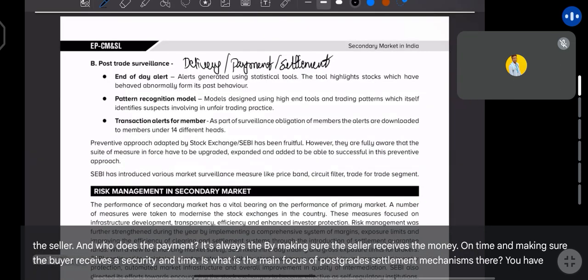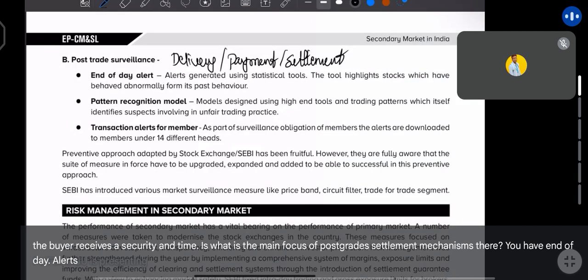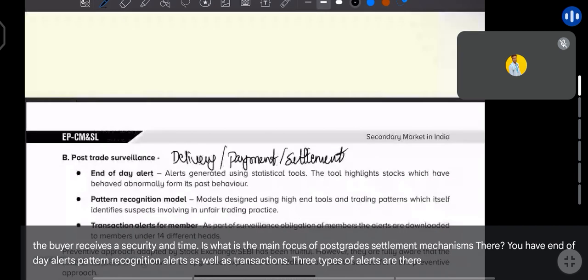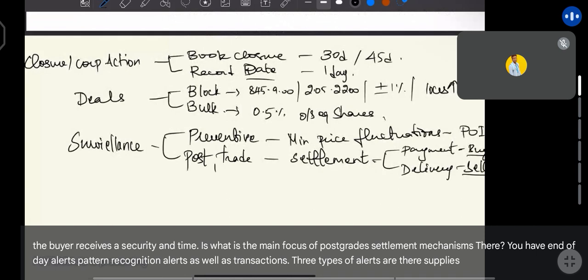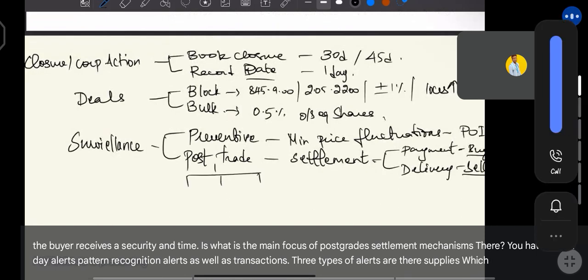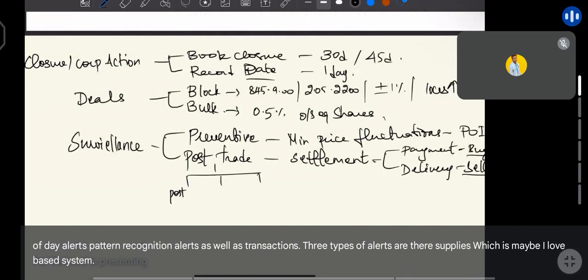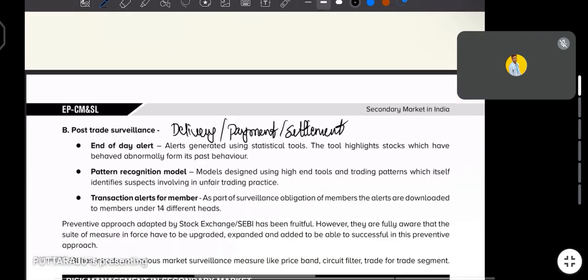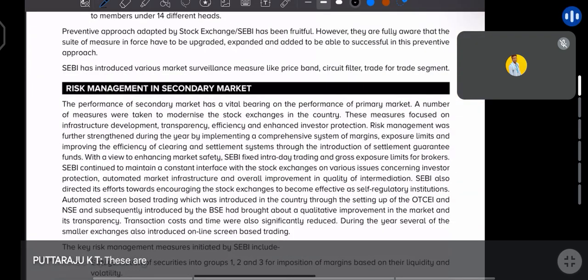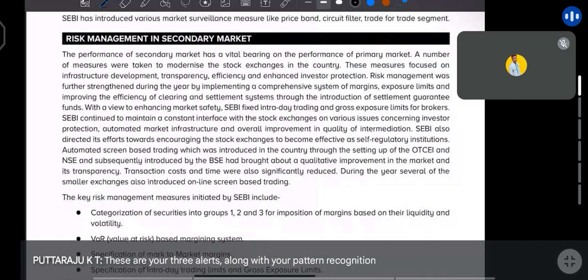There you have end-of-day alerts, pattern recognition alerts, as well as transaction alerts. Three types of alerts are there for post-trade surveillance, which is mainly an alert-based system. So post-trade, transaction, and end-of-day. These are your three alerts along with your pattern recognition alert, which is part of your daily alerts.